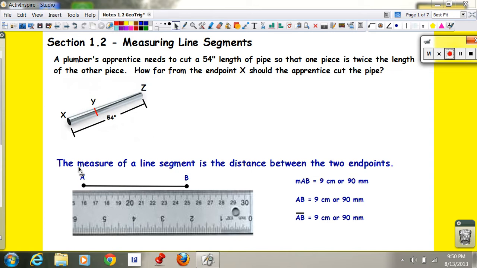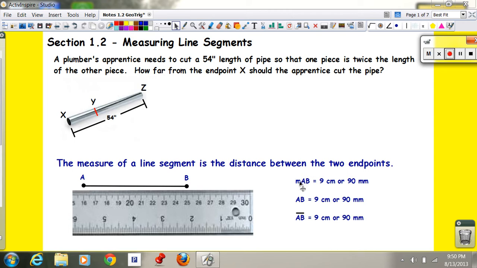So let's take a look at this one down here. It says the measure of a line segment is the distance between the two endpoints. So if we're trying to measure how long this line segment is, we've got to find out how far it is on our ruler. So from 16, 17, 18, 19, 20, so you got 1, 2, 3, 4, 5, 6, 8, 9. So from point A to point B is going to be 9 centimeters.